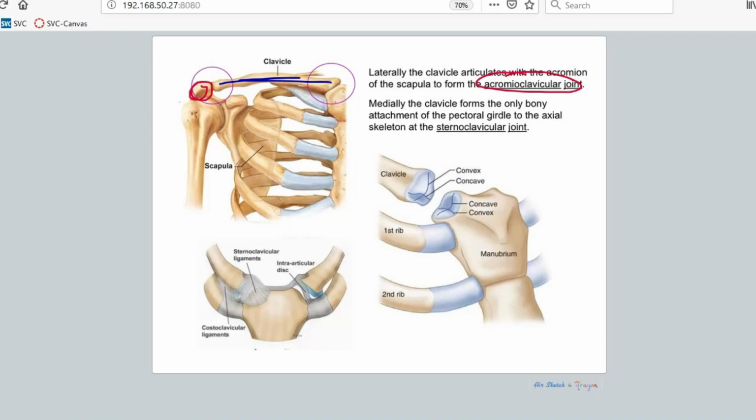But then if you follow the clavicle medially, okay, it forms a joint with the sternum, and in particular this upper part of the sternum that we call the manubrium. And this is called the sternoclavicular joint. And as we'll find out, this is the only bony joint that attaches the pectoral girdle and the upper limb to the axial skeleton here.